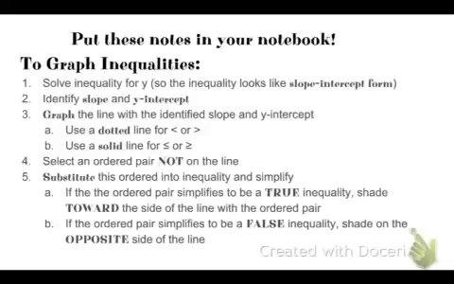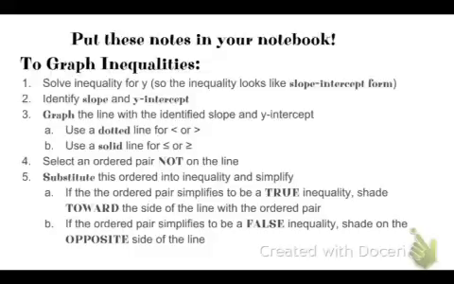So the 5 steps that you're going to need to follow when graphing inequalities are: the first step is to solve the inequality for y. So basically we want the inequality to look like it's in slope-intercept form. Remember, that's y equals mx plus b. But in this case, we'll have an inequality. So instead of the equal sign, we'll have an inequality symbol. Less than, greater than, less than or equal to, greater than or equal to. From there, you're going to identify the slope and the y-intercept.